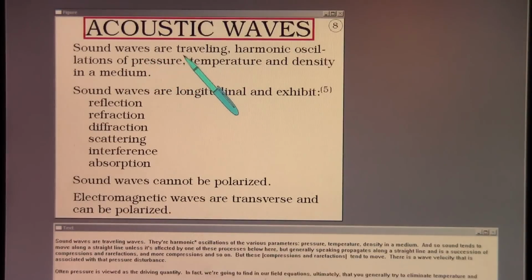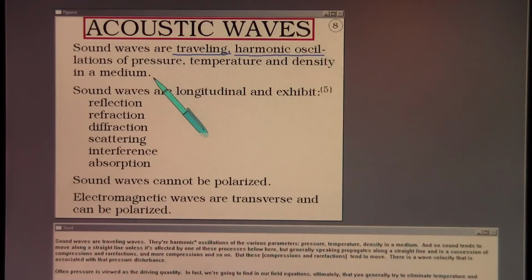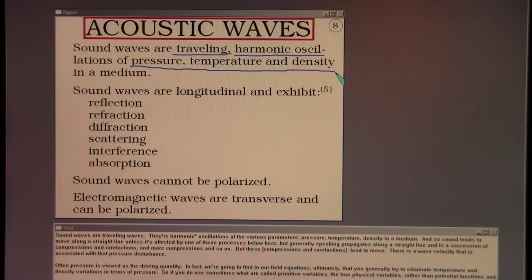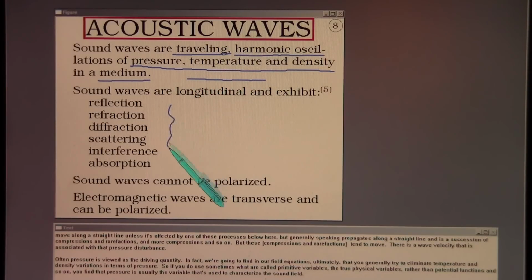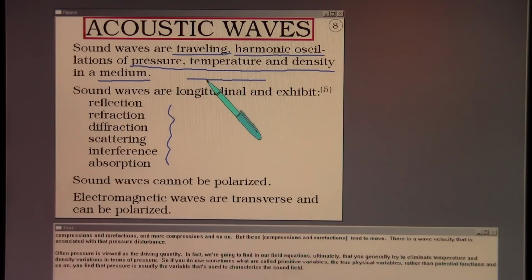Sound waves are traveling waves. They're harmonic oscillations of the various parameters, pressure, temperature, density, in a medium. And so sound tends to move along a straight line unless it's affected by one of these processes below here. But generally speaking, it propagates along a straight line and is a succession of compressions and rarefactions and more compressions and so on. But these points tend to move.